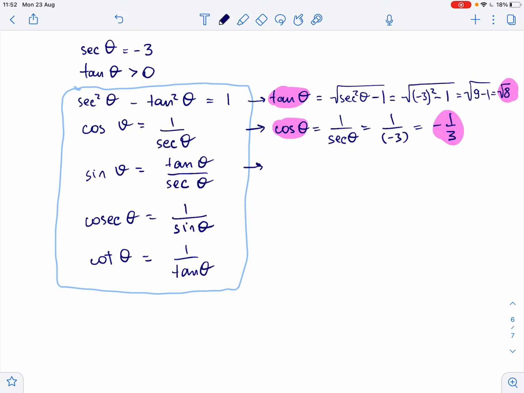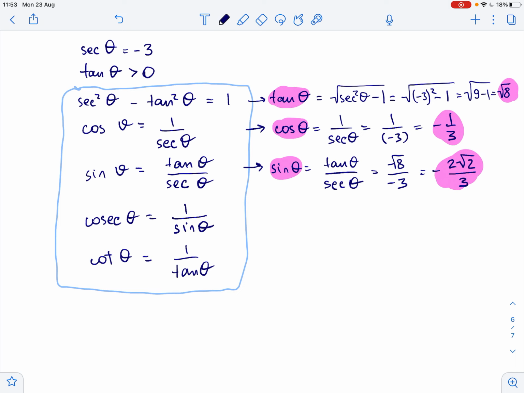Next identity. Here sine of theta equals tangent of theta over secant of theta. So sine of theta equals tangent of theta over secant of theta. We know that tangent of theta is square root of 8 and secant of theta is -3. So we get -2 times square root of 2 over 3. So this is sine of theta.